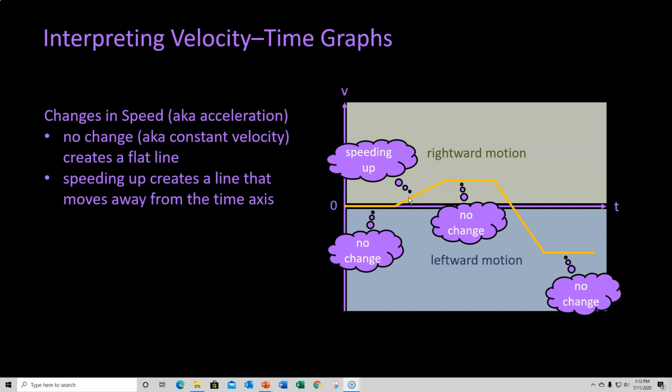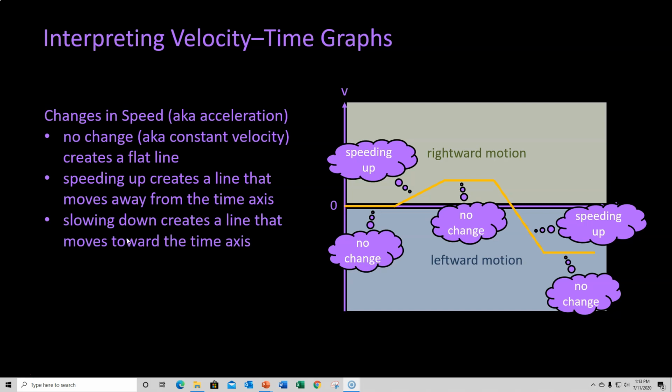Speeding up creates a line that moves away from the time axis. So right here, the object is speeding up in the positive or rightward direction, but also right here, notice the line is moving away from the time axis. So here the object is speeding up in the negative or leftward direction.